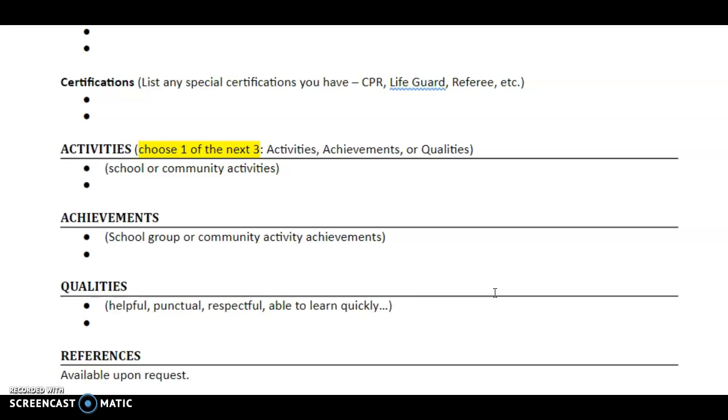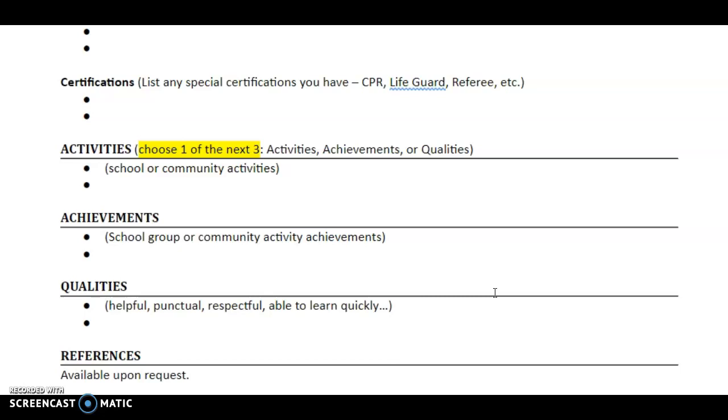Remember, your resume is limited to one page, okay? So if you're really involved in a lot of school activities or community activities, put that down. If you have lots of achievements, put that down. Maybe if you don't have a lot of activities that you're involved in, go with your qualities. What qualities are used to describe you, okay?